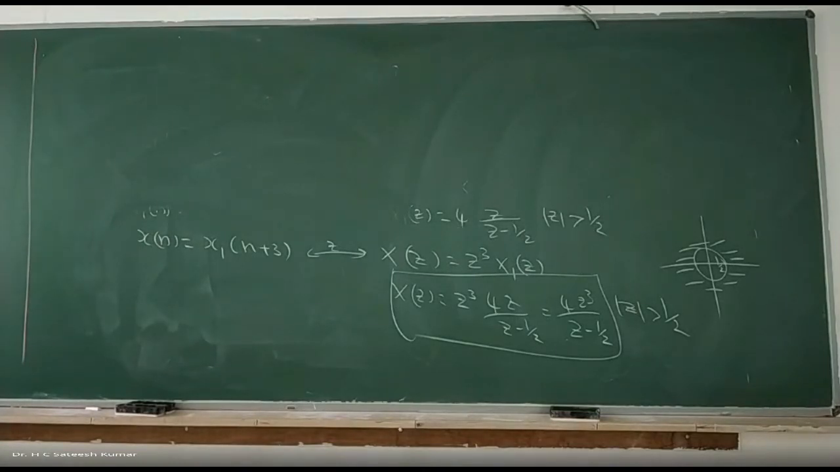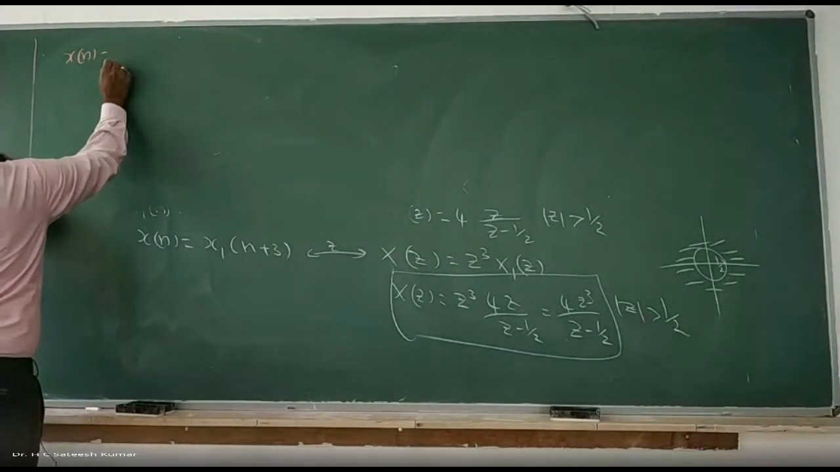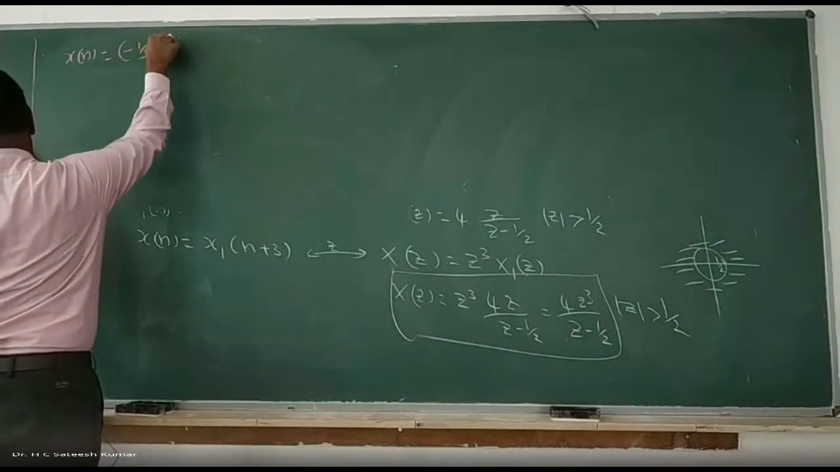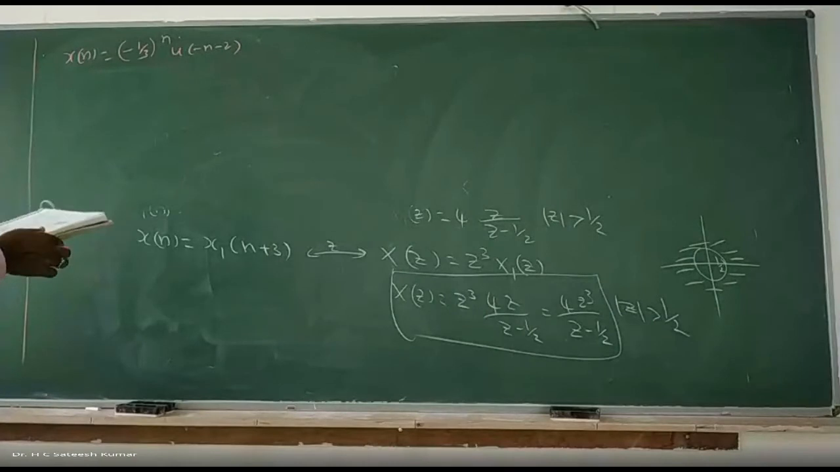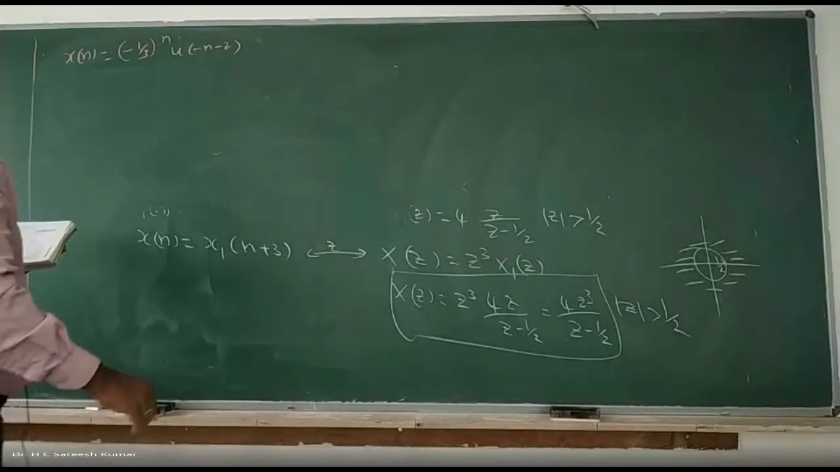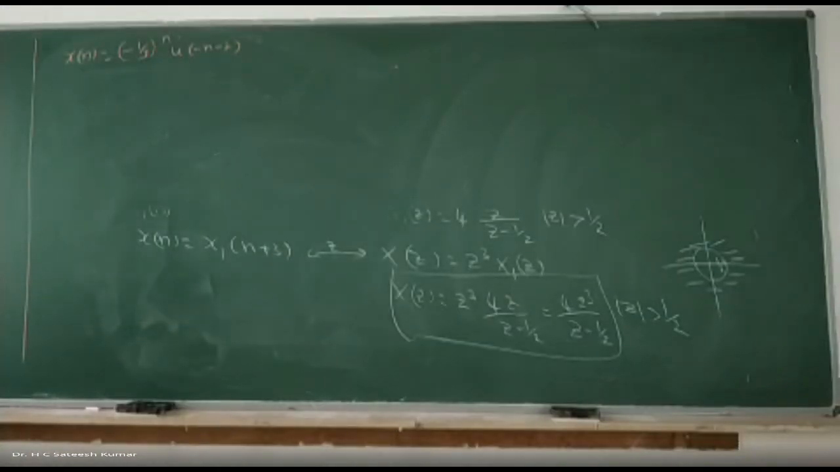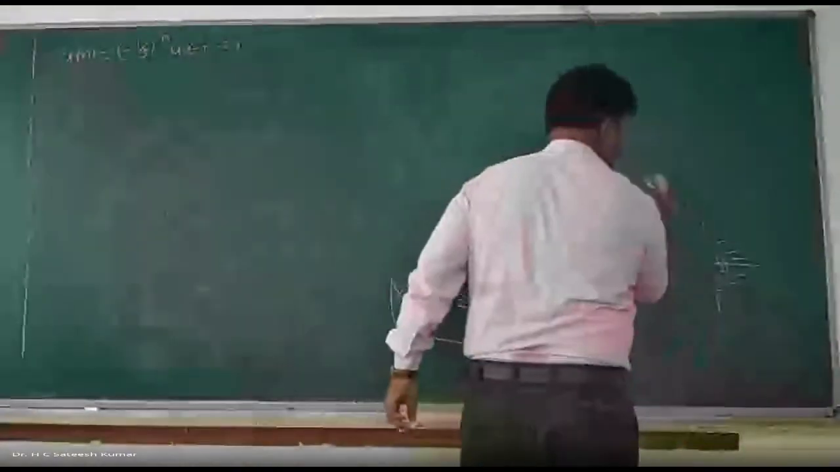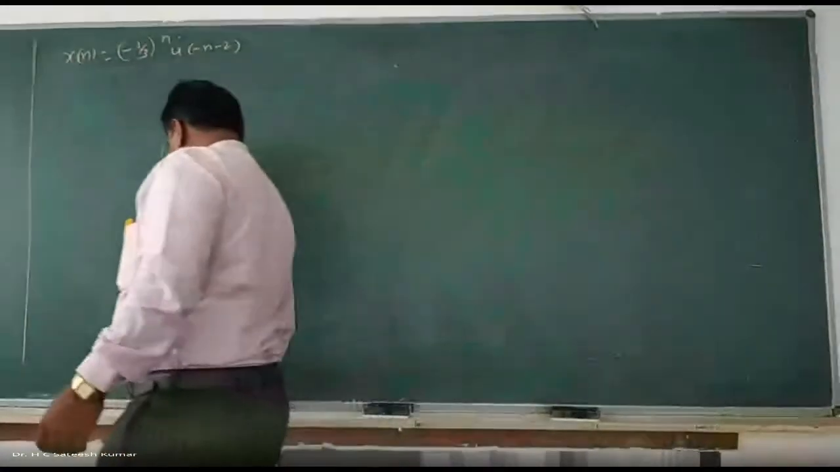Find the z transformation of x of n is equal to (minus 1 by 3)^n into u of minus n minus 2. Okay. How will you do this problem? This is an examination problem for 4 marks or 5 marks it may be. Maximum 4 marks, generally it will be 3 marks you will get it, right? Go for this. Direct substitution, once again it is not possible.